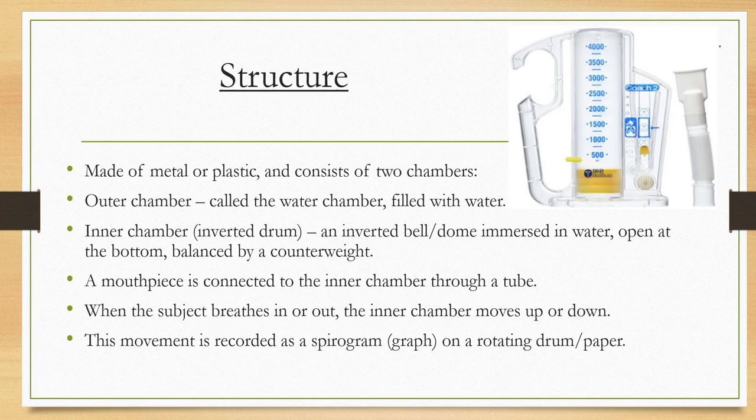It is made up of metal or plastic and consists of two chambers, the outer chamber and the inner chamber. The outer chamber is called the water chamber, filled with water. The inner chamber is an inverted drum, an inverted bell dome immersed in water, open at the bottom, balanced by a counterweight. A mouthpiece is connected to the inner chamber through a tube. When the subject breathes in or out, the inner chamber moves up or down. This movement is recorded as a spirogram graph on a rotating drum or paper.